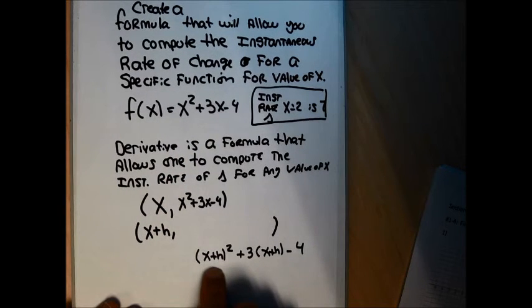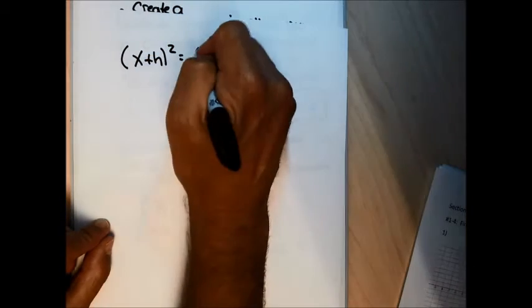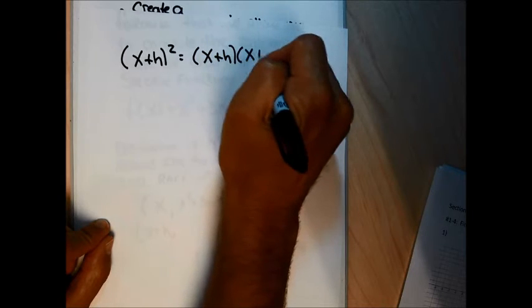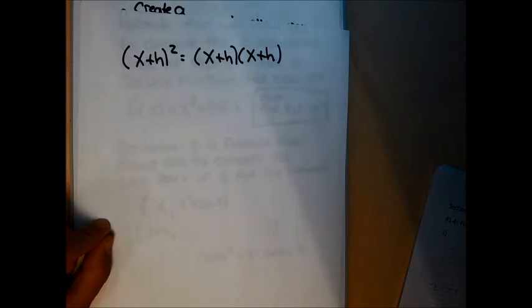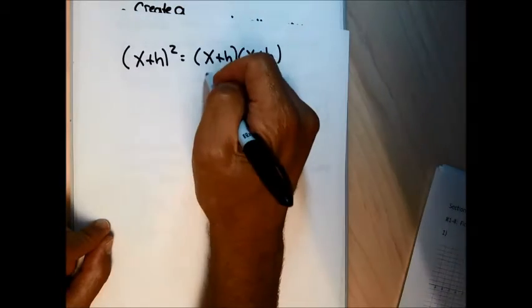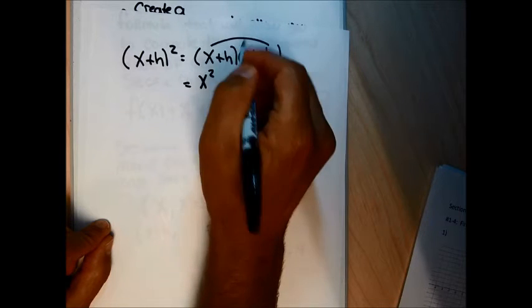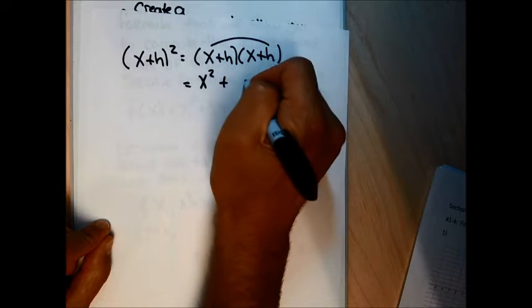In this section, we're going to do x plus h squared a ton of times. I'm going to do it once on a separate sheet of paper so that every time I have to do x plus h squared, I just know what it is, and I'm not going to do this computation 800 times because it's just silly. So x plus h squared is x plus h times x plus h. Firsts are x times x, which is x squared. Outers are x times h. That's just plus xh.